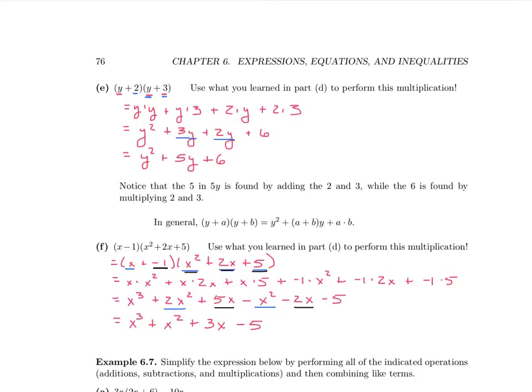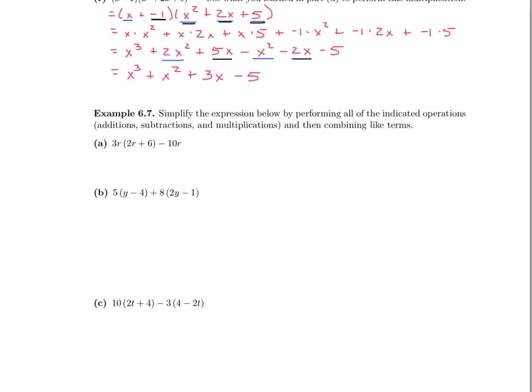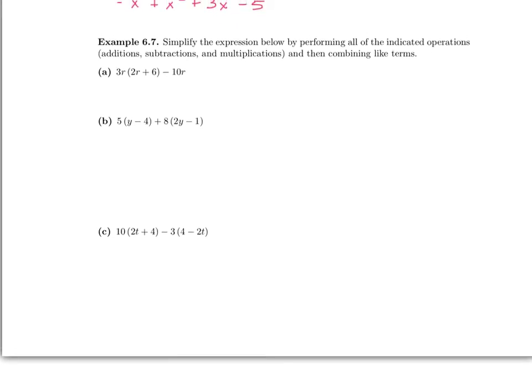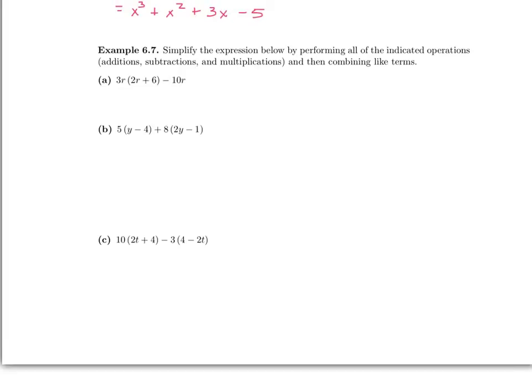The next example below is the culmination of everything we've discussed involving expressions in this chapter. So let's discuss example 6.7. Express or simplify the expression below by performing all of the indicated operations, the additions, the subtractions, and the multiplications, then combine like terms in order to simplify. So let's look at part A.